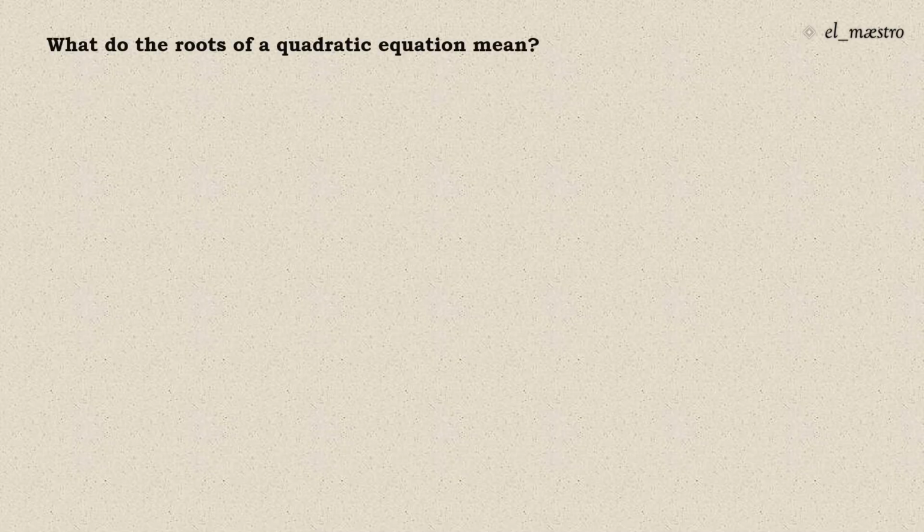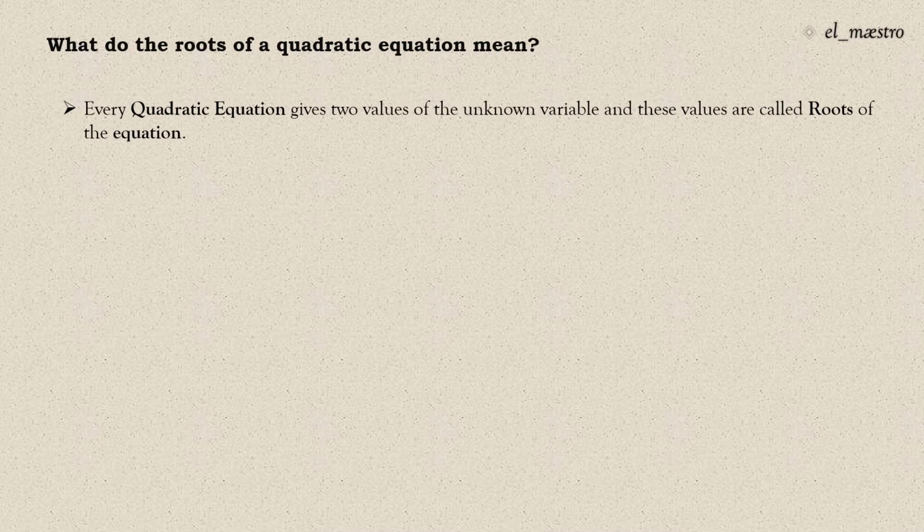First, we have to define what the roots of a quadratic equation mean, because our topic is the sum and the product of the roots of a quadratic. It says here, every quadratic equation gives two values of the unknown variable, and these values are called the roots of the equation. So the two values of the variable that we solve for are called the roots of the equation.